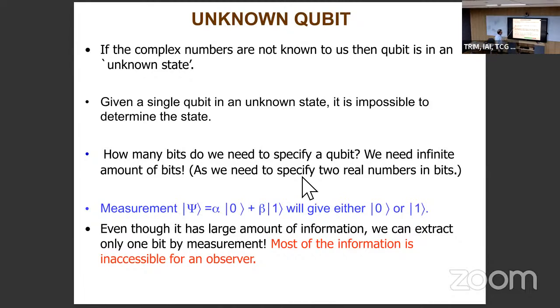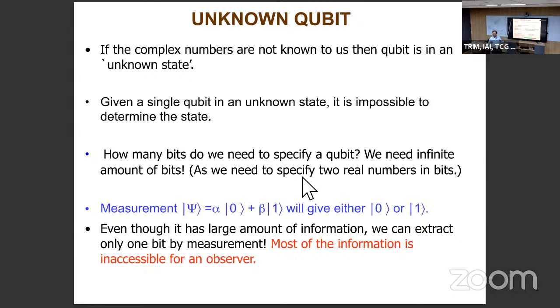So if you ask the question, how many bits do you need to specify a qubit? Ideally, you need an infinite number of bits, because you need to specify two real numbers in bits. But if you do a measurement on a quantum state like this, you will never be able to access all the information. You will get either 0 or 1. That is at least the essential extraction of just one classical bit.